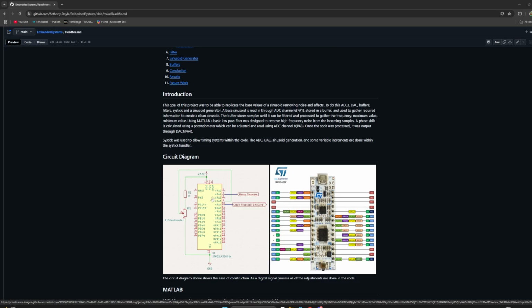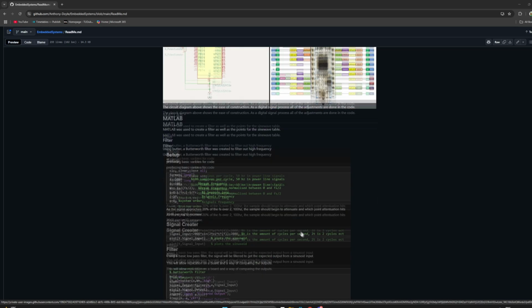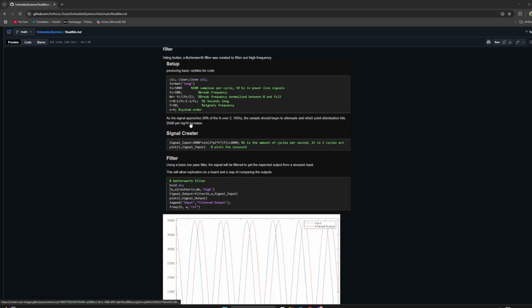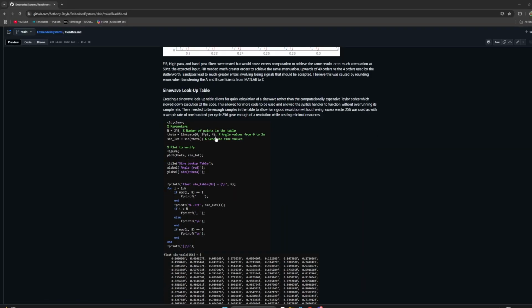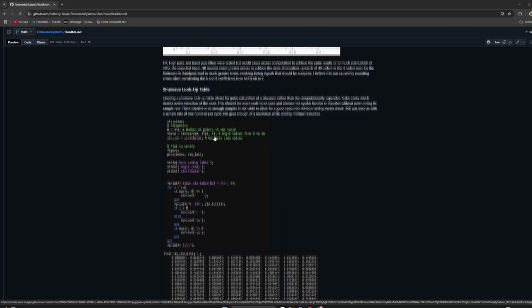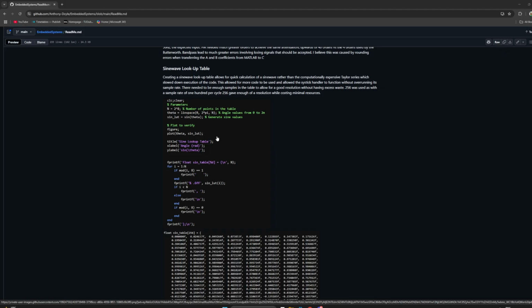It's quite clean. There's just a messy input and clean output, as well as a potentiometer used to calculate the phase shift. I used MATLAB to create a filter, as well as creating a sine wave lookup table. The sine wave lookup table was an important part of this code, as it helped optimize. Instead of using a sine function, I was able to just use the lookup table and saved a lot of time rather than using the Taylor series to create a sine wave.